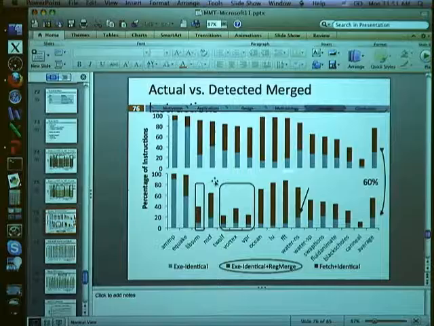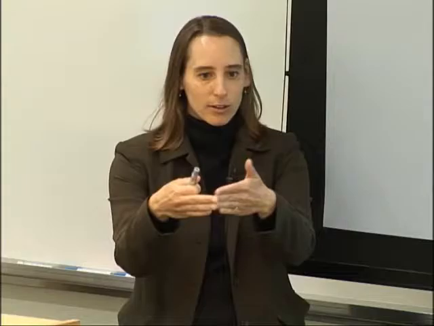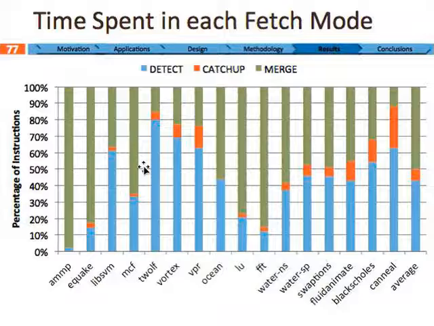So if you compare the graphs of what was the potential versus what we actually got, you can see that some of them we did quite well. Here, we got pretty much all the potential, but some of them we really didn't. So Vortex, that was because when it diverged, the path lengths were so different that our fetch history buffer wasn't big enough to capture it when it came back together.